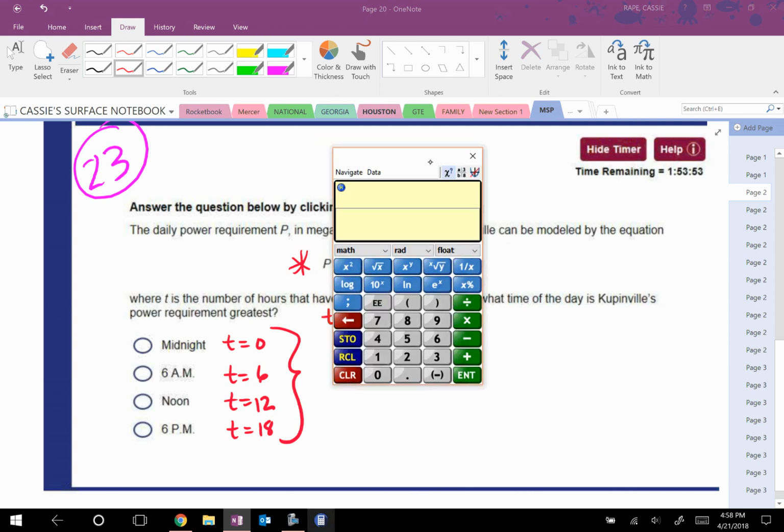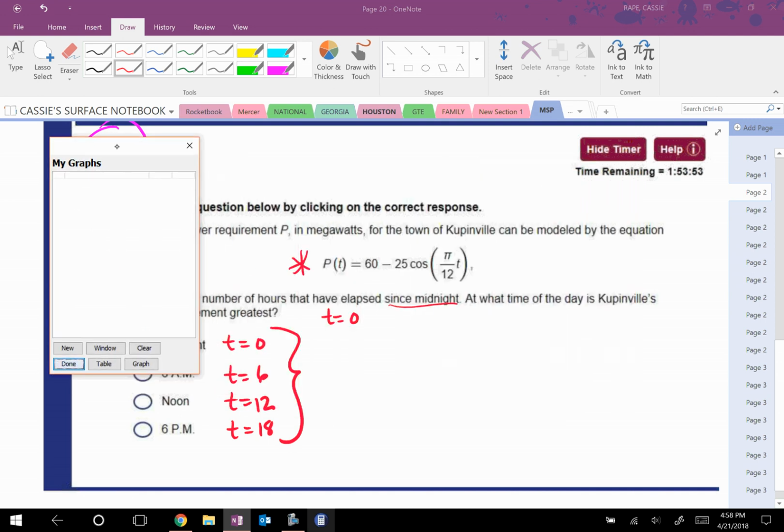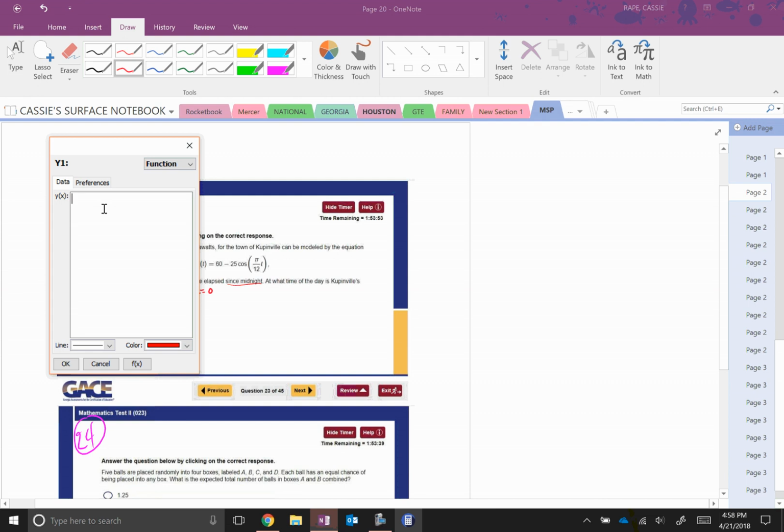Okay, and I'm going to go to the graph and enter this pretty complicated equation. I want to talk to you about parentheses. Remember, if you have a fraction, and pi over 12 is a fraction, parentheses are your friend. Use parentheses to enclose the numerator over the denominator, and then you close that parentheses. So I'm going to go ahead and type this in. You literally just type this directly in: 60 minus 25.